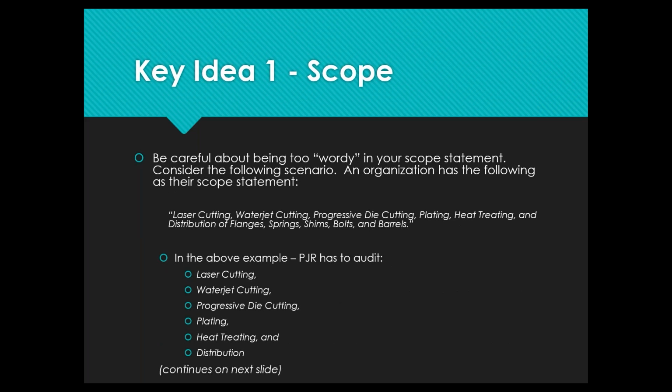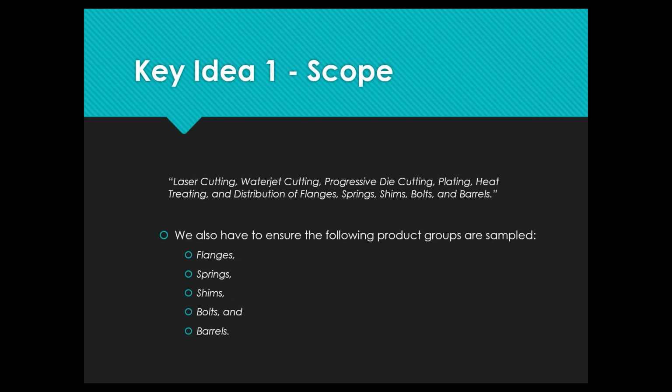Also, I encourage you to be careful about being too wordy in your scope statement. And speaking now more specifically about what's intended to appear on your certificate scope statement, let's consider a circumstance where an organization has laser cutting, water jet cutting, progressive die cutting, plating, heat treating, and distribution of flanges, springs, shims, bolts, and barrels. If that's your scope statement, we have to audit all of that stuff. Our audit has to include laser cutting and water jet cutting and progressive die cutting and so forth. And our audit also has to make sure that we're sampling flanges and springs and shims and bolts and so forth. So you can do this, but it's possible that your audit's going to be longer because you've asked us to certify you for this long mouthful of stuff that you want on your certificate.